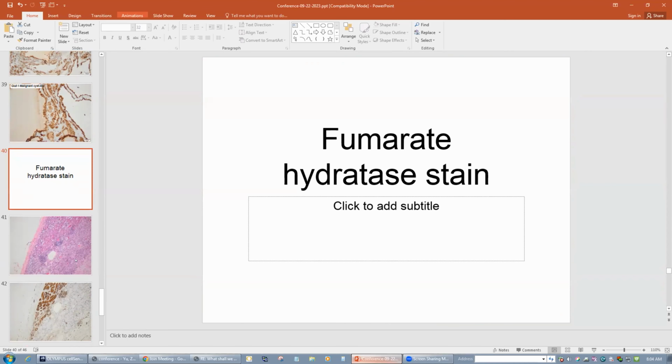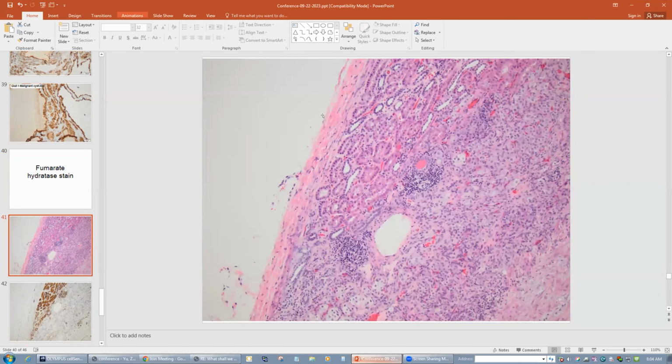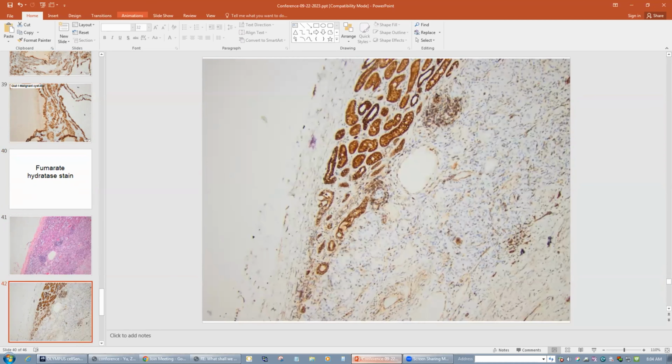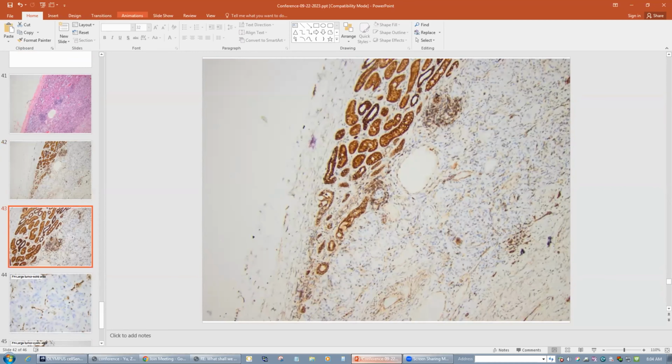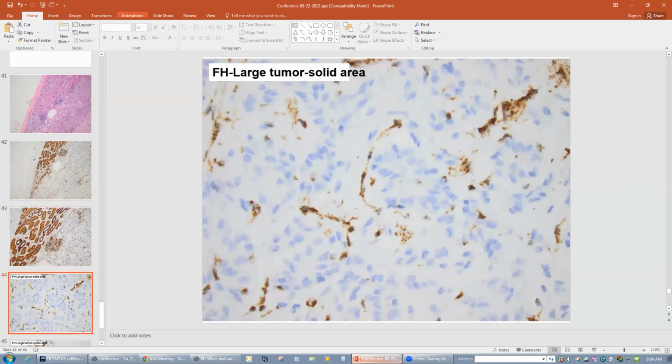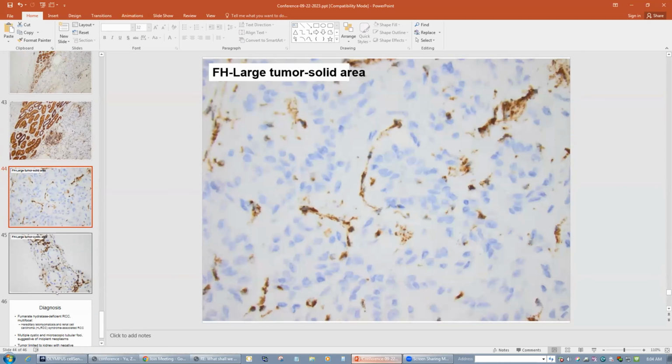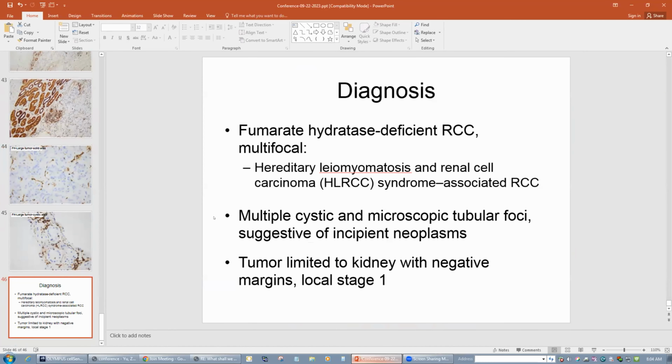So we did fumarate hydratase staining. This is a normal kidney, this is the tumor. You can tell the normal kidney has preserved staining, and here the tumor has a loss of this staining. So it's a very helpful marker. So the diagnosis is fumarate hydratase deficiency RCC.